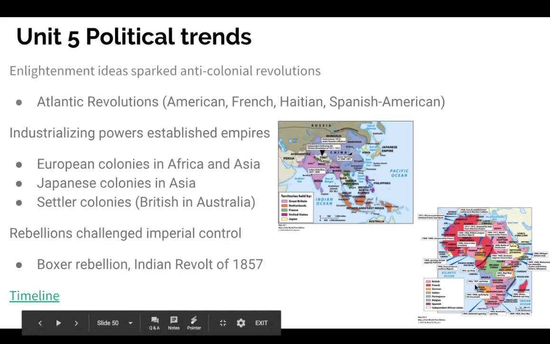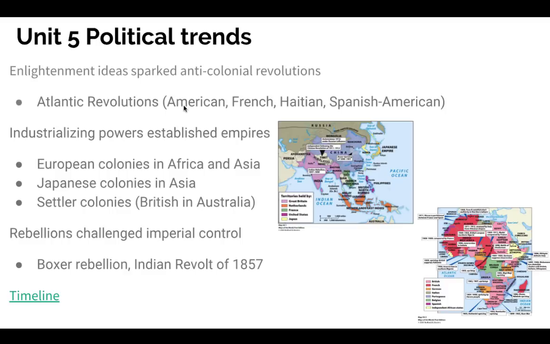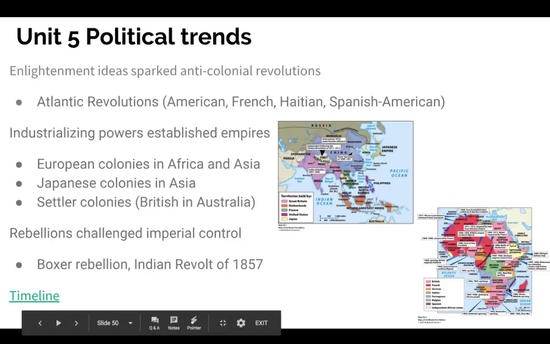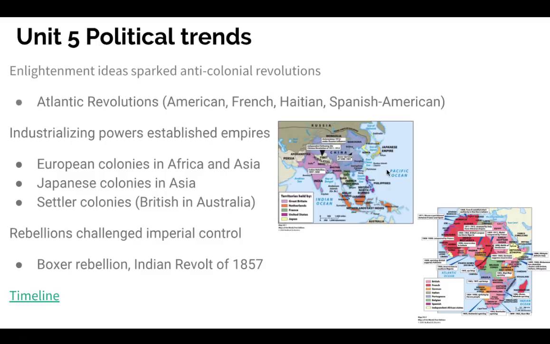Politically, we have revolutions inspired by the Enlightenment movement. So those are called the Atlantic revolutions, so the American, French, Haitian, and Spanish American. But at the same time, we have empires, primarily Europe, but some Japan a little bit, forming because of imperialism. So this map here shows European imperialism in Africa. And then up here we have European and Japanese imperialism in Asia. And then another type of expansion is a settler colony, such as the British colonizing Australia. And at the same time, there were rebellions that challenged those empires, such as the Boxer Rebellion and the Indian Revolt of 1857, which, while not successful, are a reminder that there was resistance to imperialism.